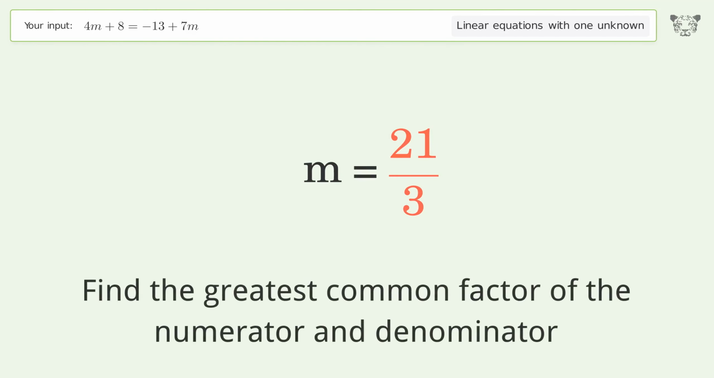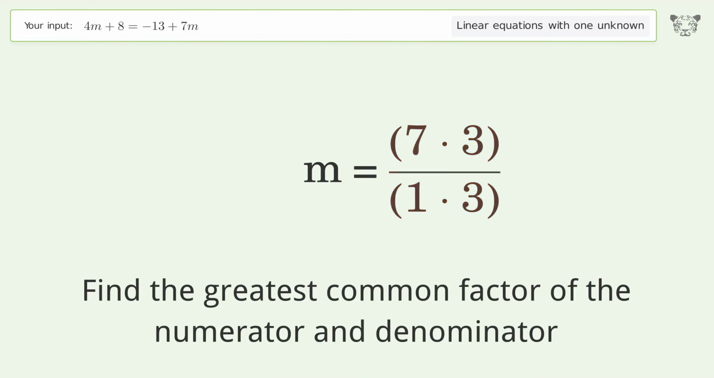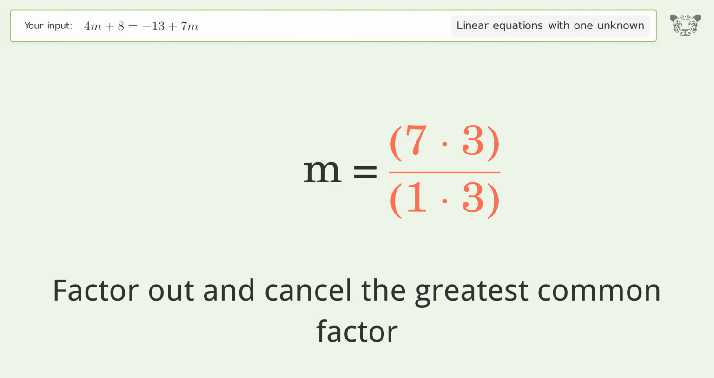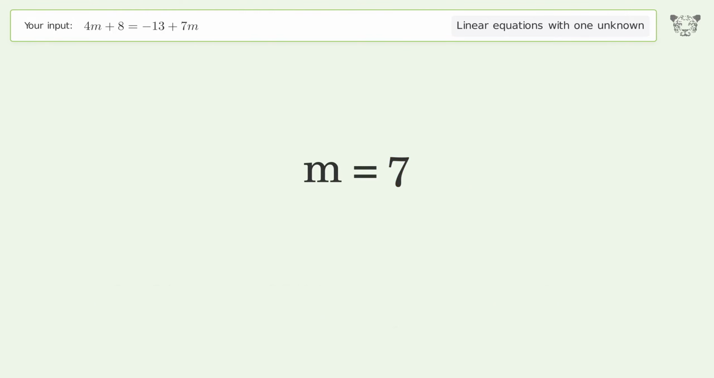Find the greatest common factor of the numerator and denominator. Factor out and cancel the greatest common factor. And so the final result is m equals 7.